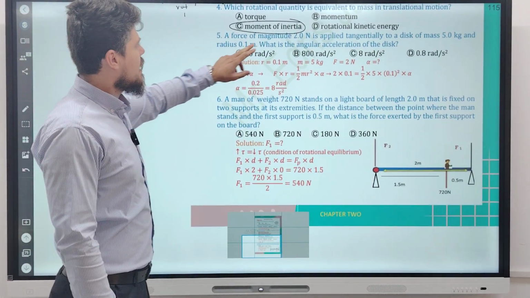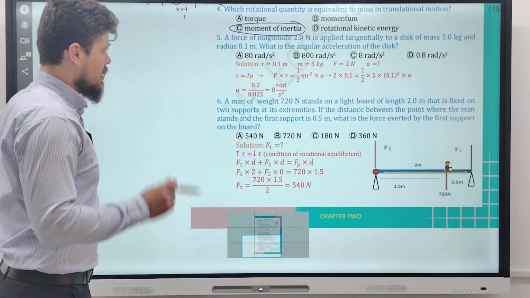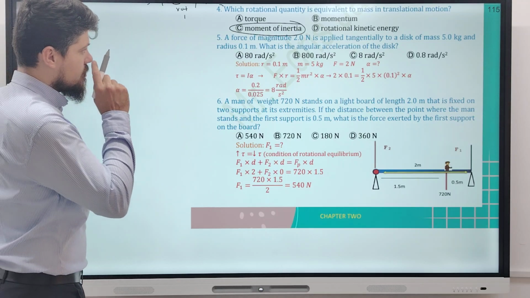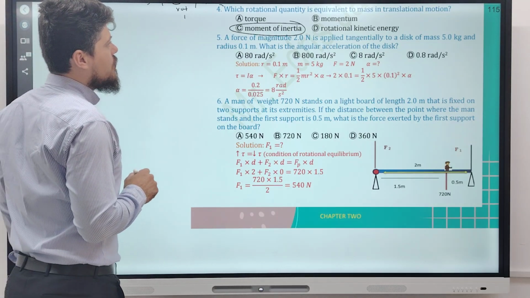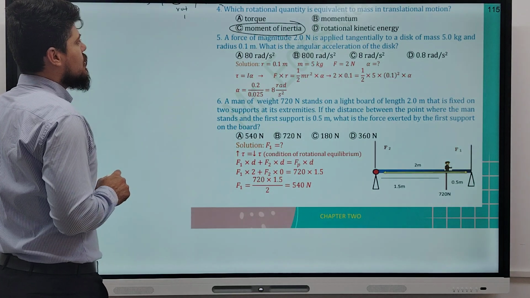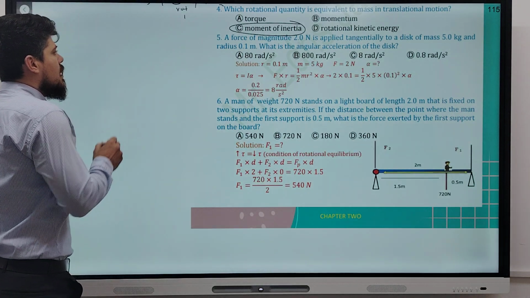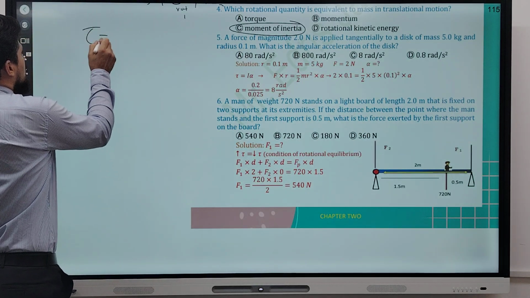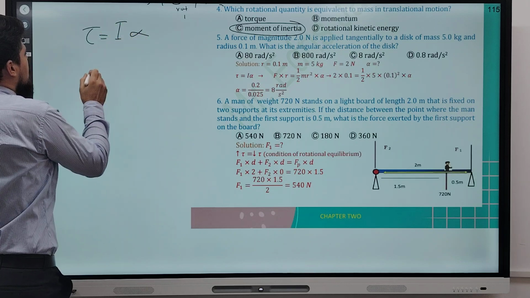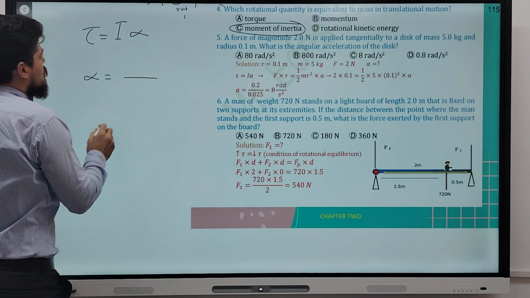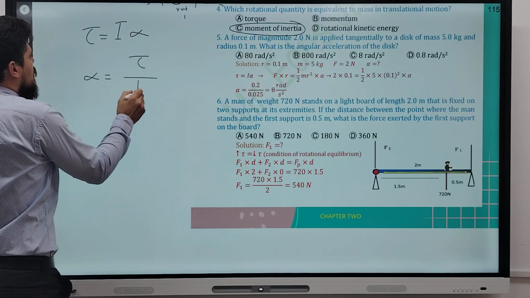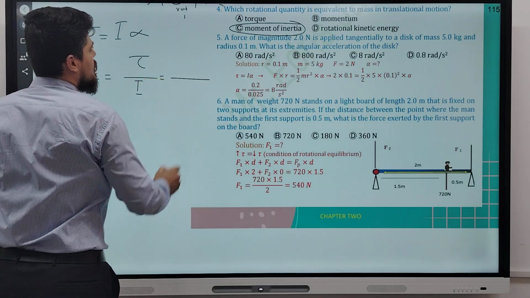A force of magnitude 2 Newton is applied tangentially to a disc of mass 5 kilogram and radius 0.1 meter. What is the angular acceleration of the disc? Newton's second law: torque is equal to I alpha. Alpha is equal to what? Torque over moment of inertia.